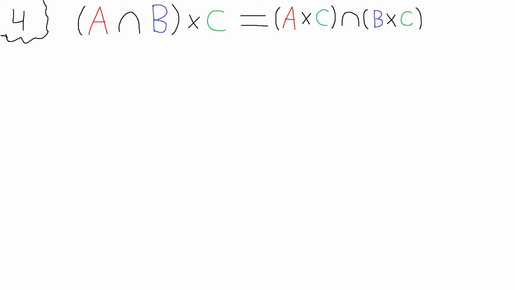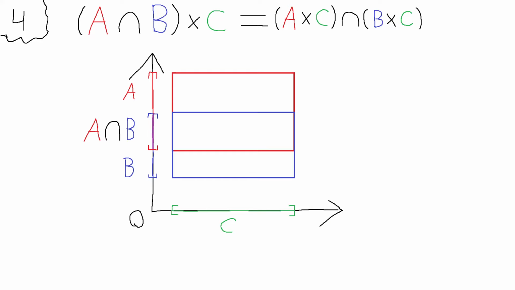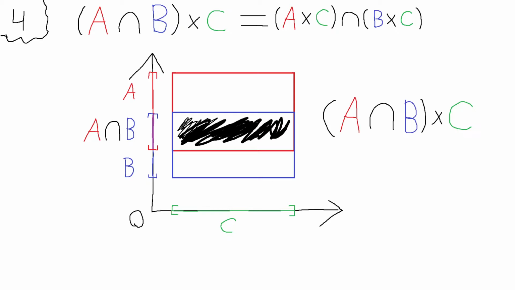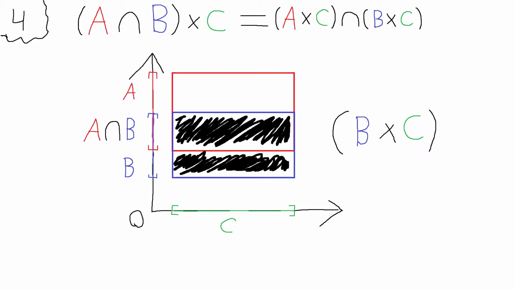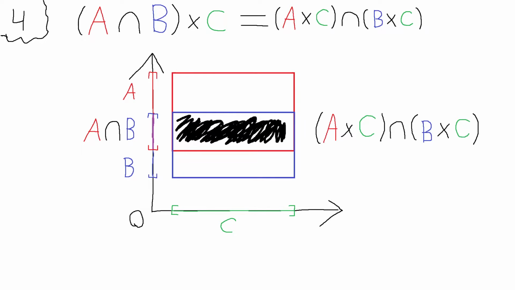We need to show that the intersection of A and B cross C is equal to the intersection of A cross C and B cross C. Using this diagram, we can visualize what each of the sets represent: the intersection of A and B cross C, A cross C, B cross C, and the intersection of A cross C and B cross C.